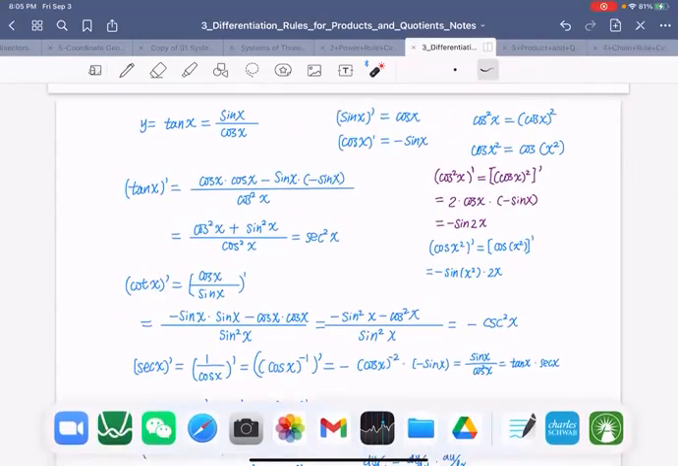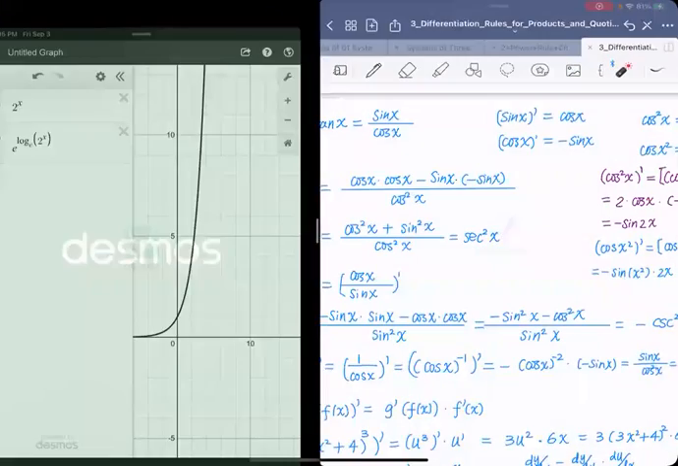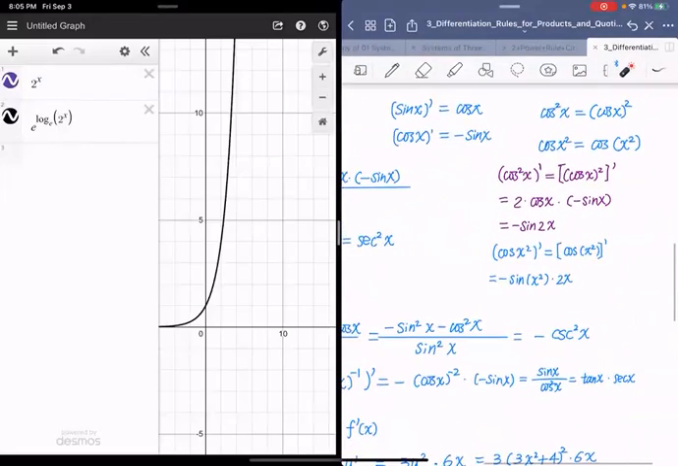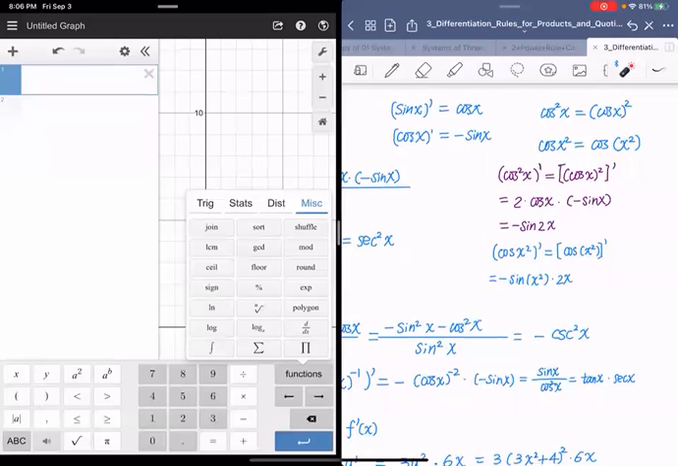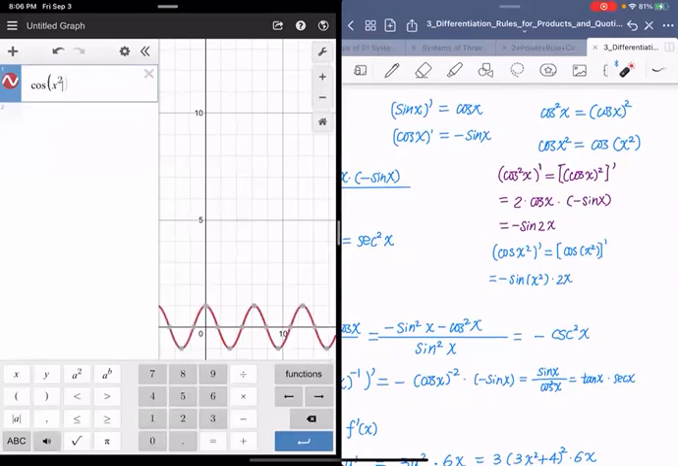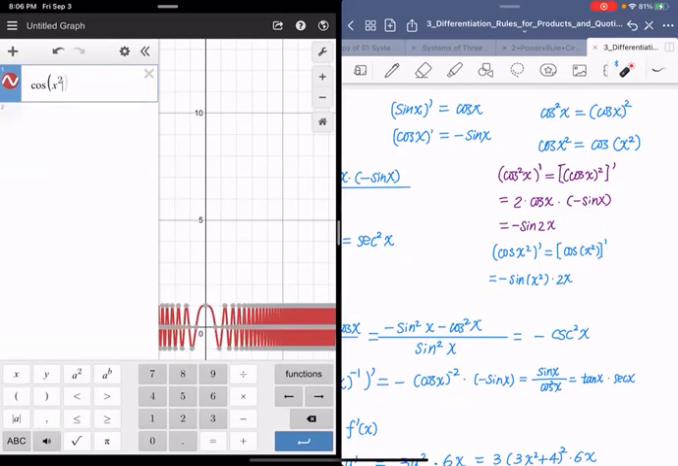Let me show you. Cosine, okay, look. If I want to do cosine x, I will write down this as cosine x squared. This is cosine x squared, is this guy.